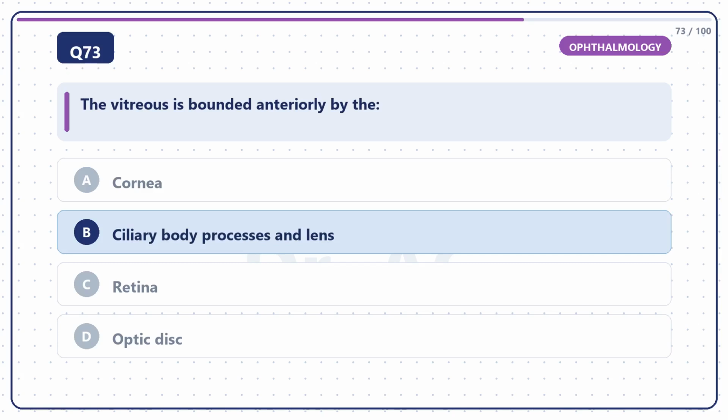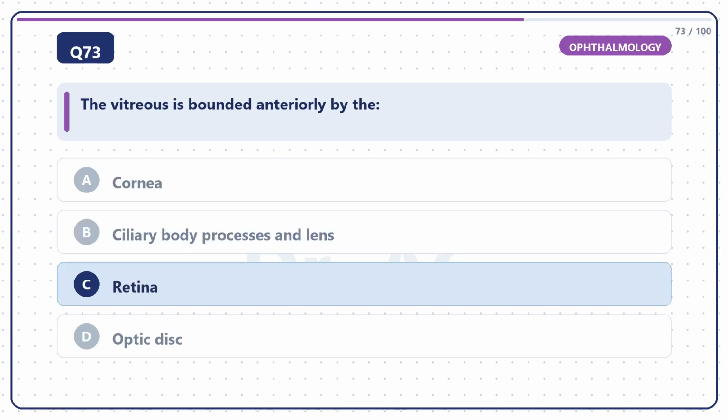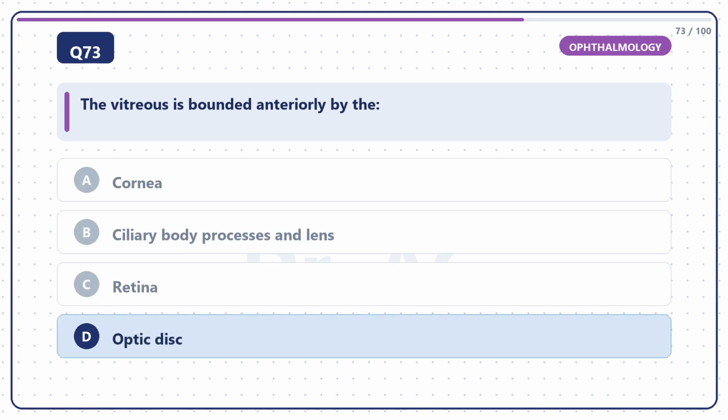Question 73. The vitreous is bounded anteriorly by the option A, cornea. Option B, ciliary body processes and lens. Option C, retina. Option D, optic disc.